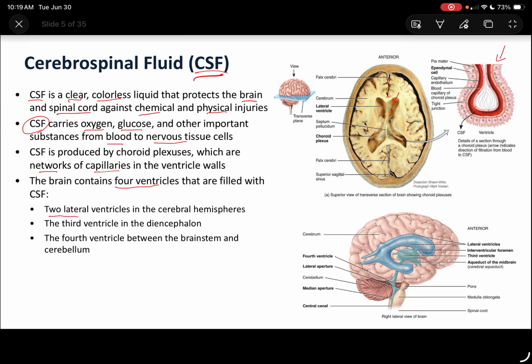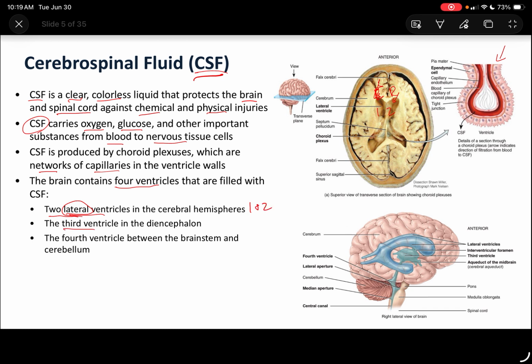So for the 4 ventricles of the brain that are going to be filled with the CSF, we have 2 lateral ventricles, our left and our right. These are in our 2 lateral hemispheres. This counts as 1 and 2. They just get lumped together as lateral ventricles, though, because how would you choose whether left or right was 1 or 2? But anyway, this is 1 and 2.